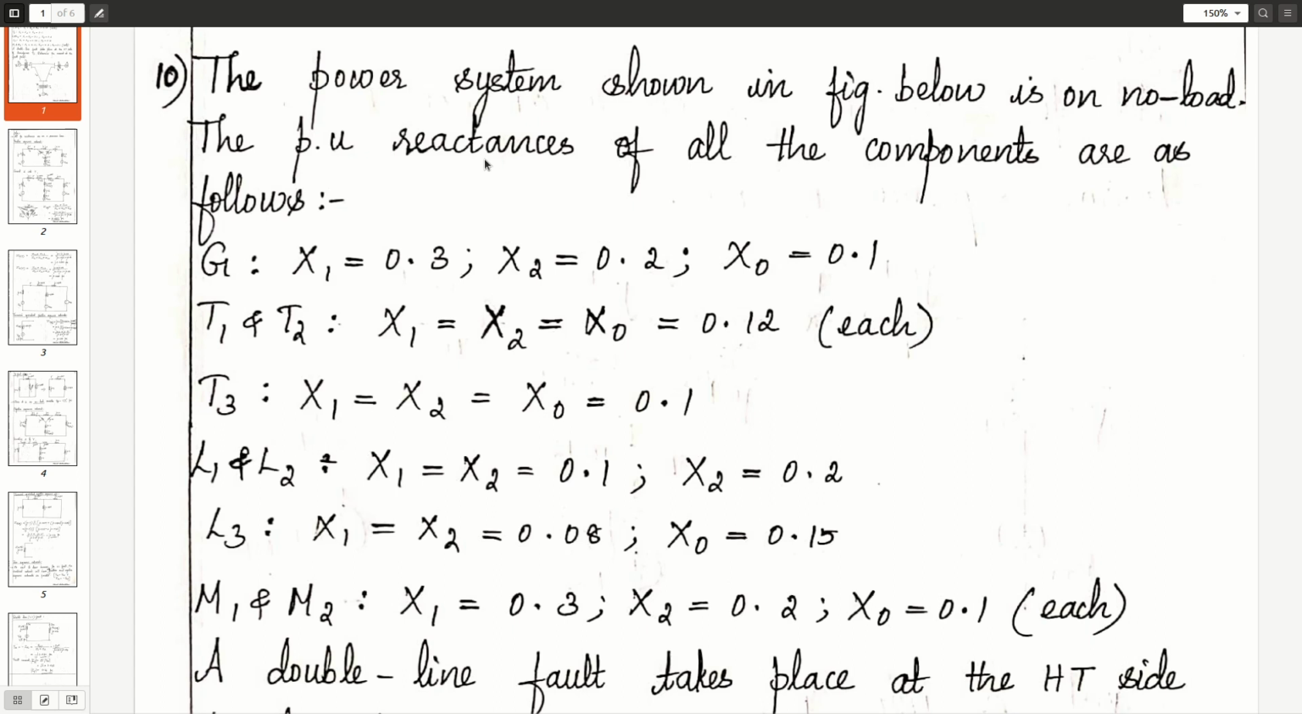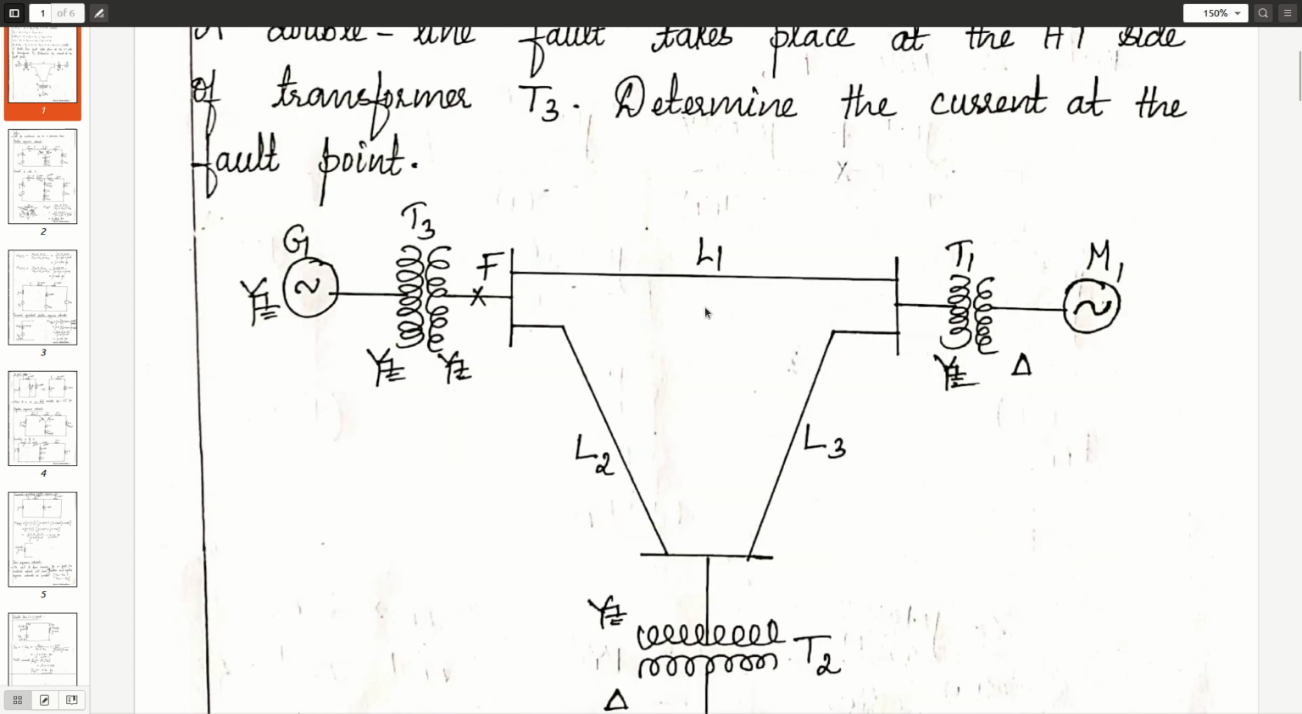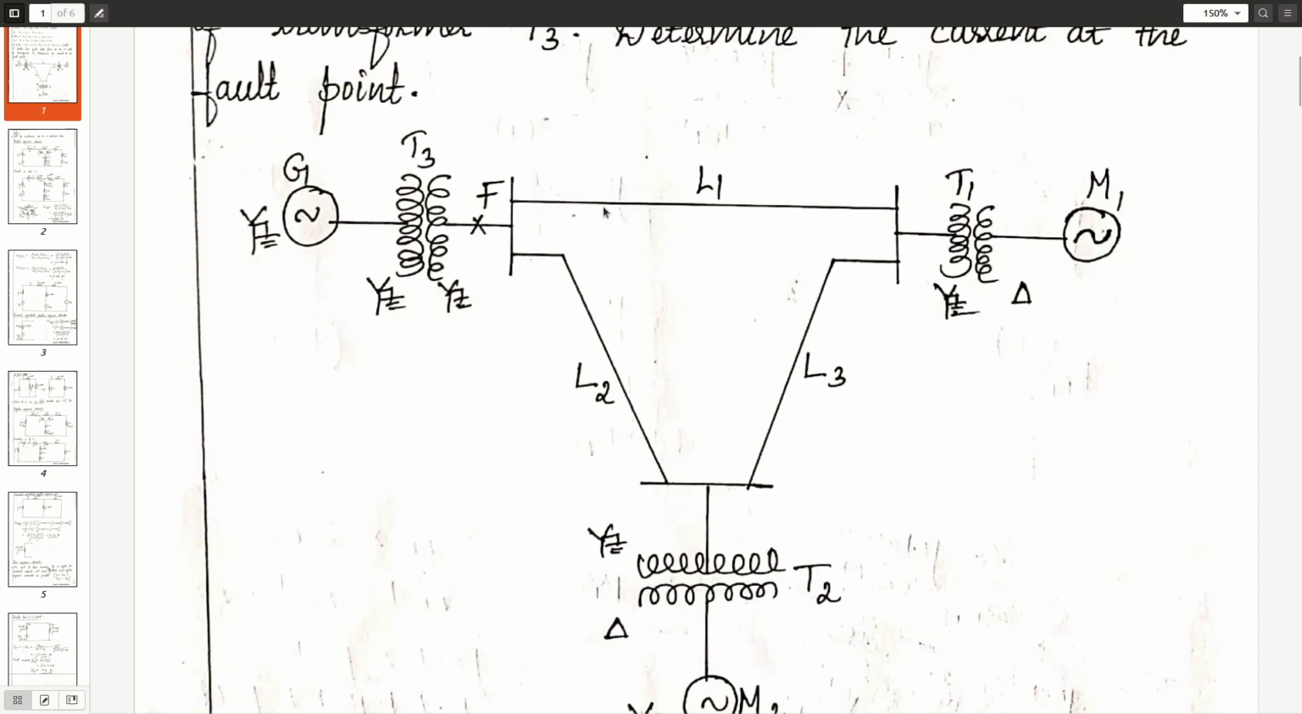Explanation for problem 10. The power system shown in the figure below is on no load. The per unit reactances of all the components are as follows. So the positive sequence, negative sequence and zero sequence reactances for all the components are given in per unit. A double line fault, that is an LL fault, takes place at the high tension side of transformer T3. Determine the current at the fault point.